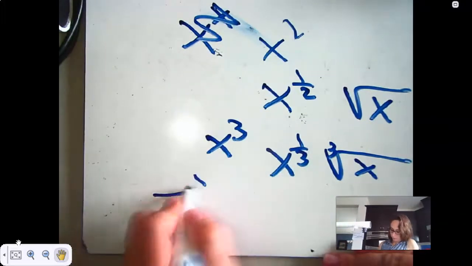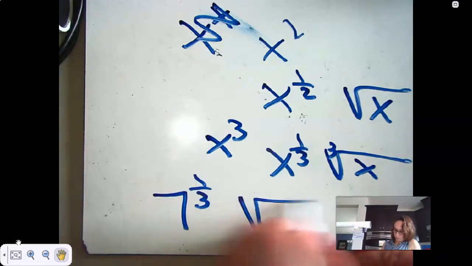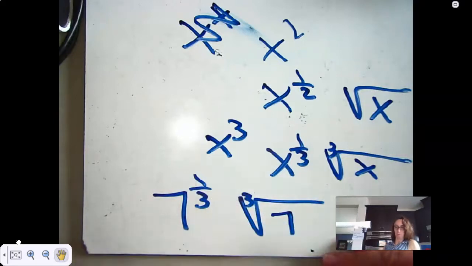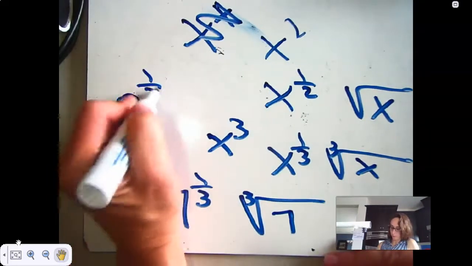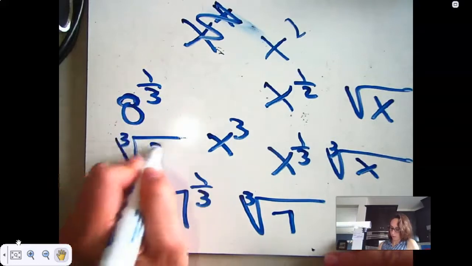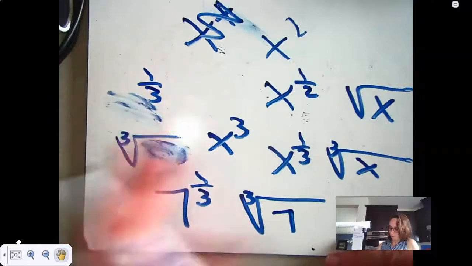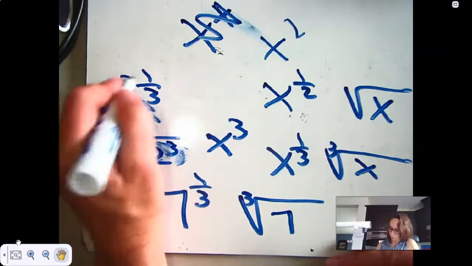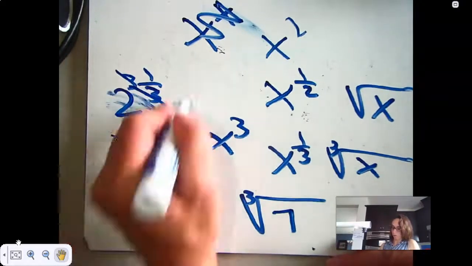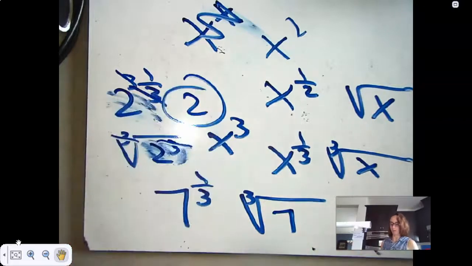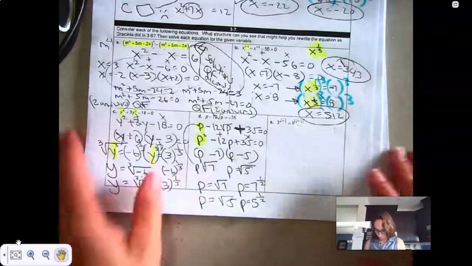So if I have 7 to the 1/3, that's the same thing as the cube root of 7. If I have 8 to the 1/3, that's the same thing as the cube root of 8. And some of you would even change that even more, make that 2 cubed. That's gone, and the answer's 2. Probably need to work on that more. Okay, let's do the last one.